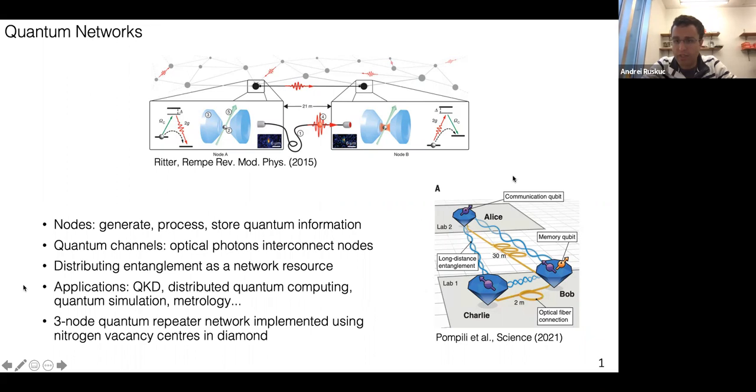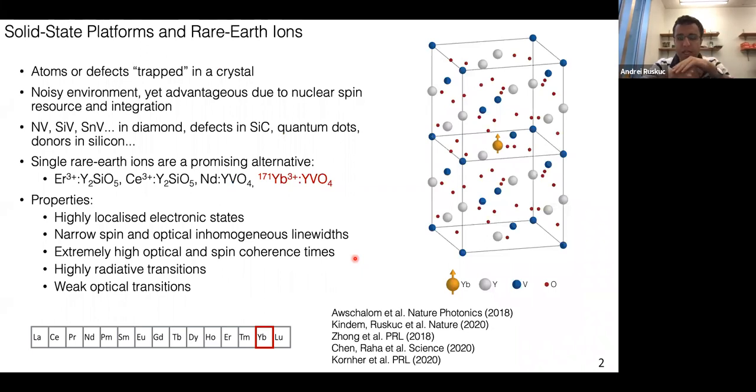The state of the art in this field is this 3-node network shown here on the right, which was realized using nitrogen vacancy centers in diamond. However, it remains an outstanding challenge in the field to really build these systems up to large-scale multi-node networks. So this desire for scalability really motivates the exploration of solid-state platforms.